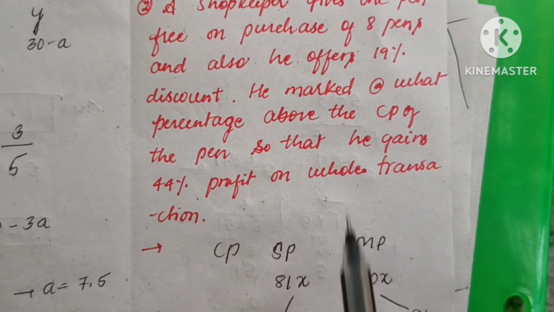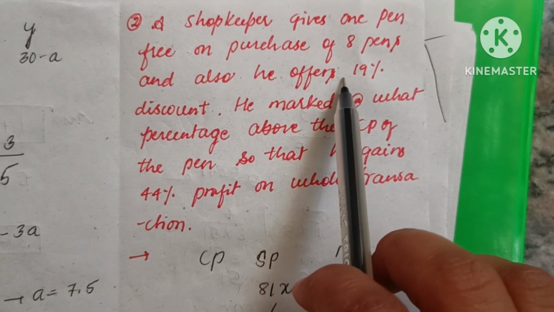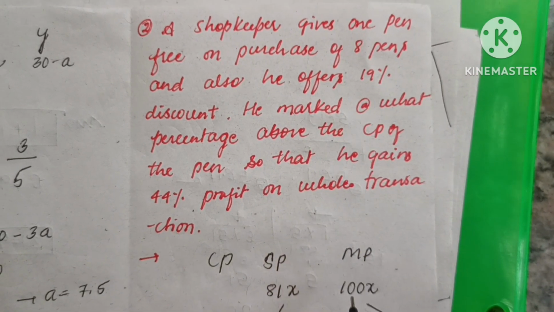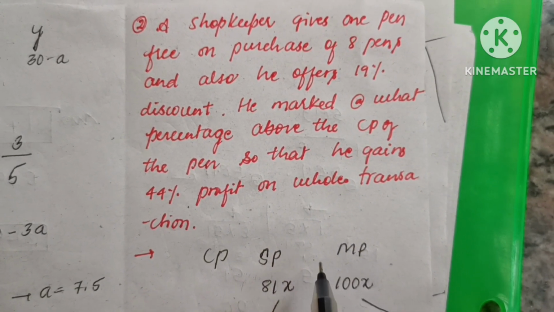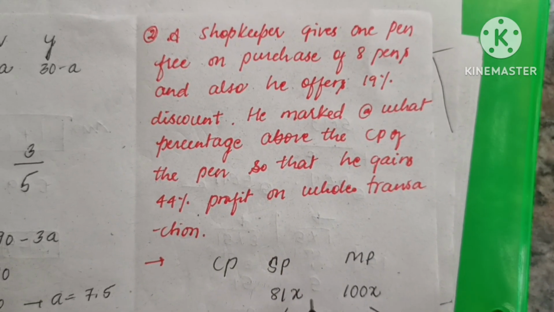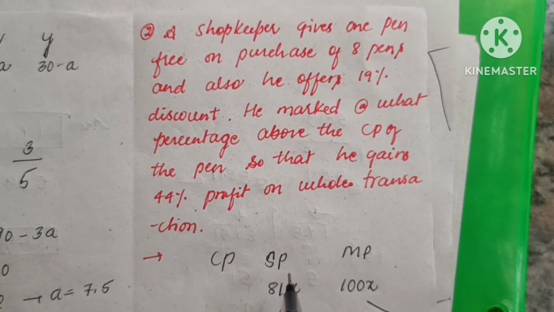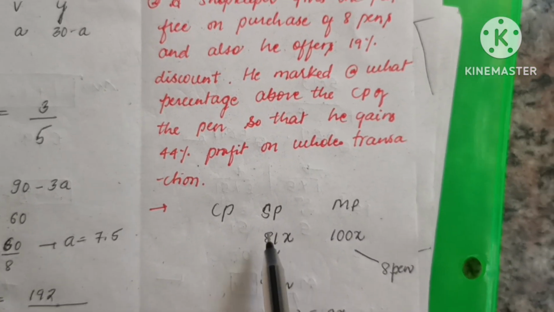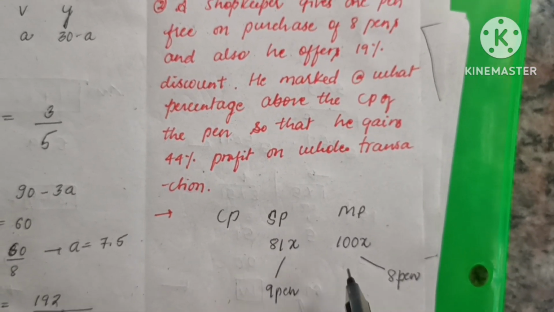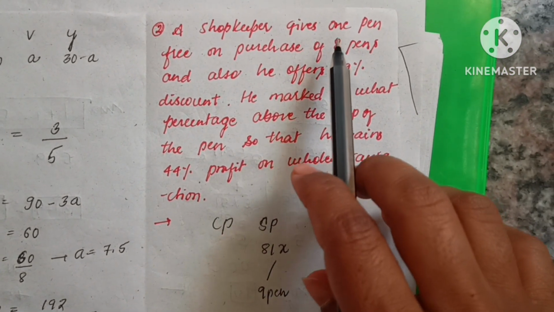Okay, so if we assume the market price as 100x, therefore the discount will be 19%, meaning 19% of 100 will be 19x. So if I subtract this 19x from 100x, I will be getting 81x, which is the selling price of the pen. Okay, so this is the selling price, and initially we know that the shopkeeper buys 8 pens.